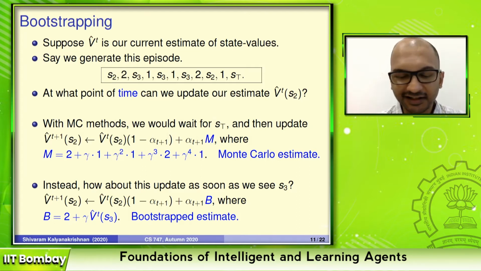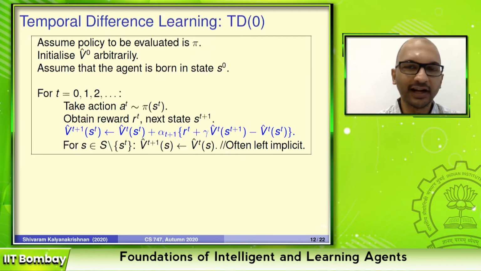You get another chance at understanding bootstrapping because it is put together inside a full-fledged algorithm, and this algorithm is called TD0. TD stands for temporal difference. So TD0 is an instance of an entire family of algorithms called temporal difference learning algorithms. And here's a pseudocode. Let's just go through this.